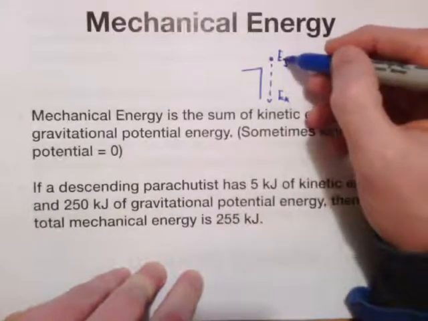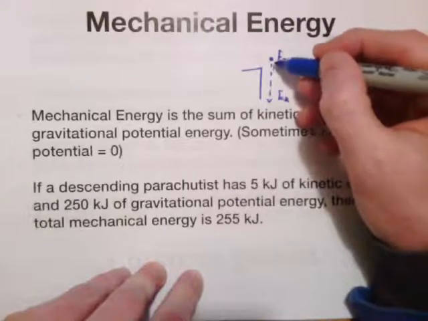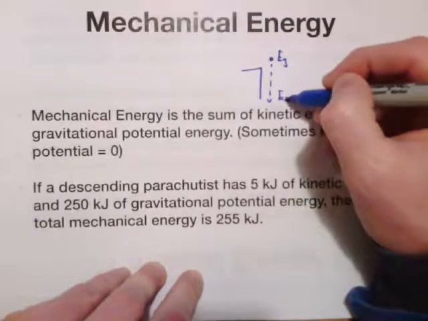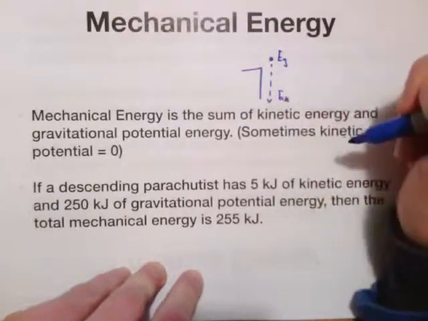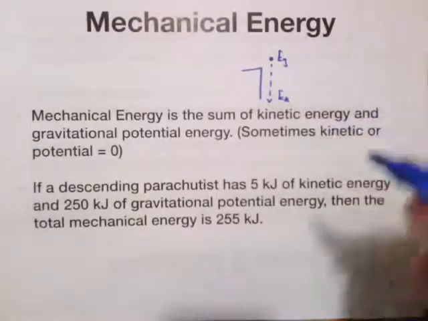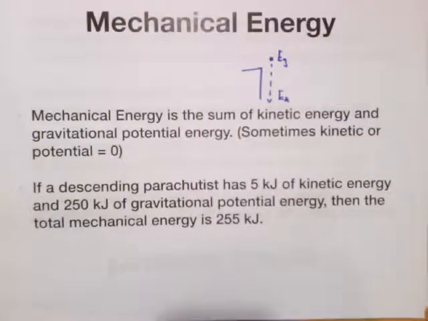But it transfers. As this object drops, potential goes down because it's being converted to kinetic. Potential goes down, kinetic goes up as it drops. Something tells me there's a graph that shows that, but that might be something in grade 12 when we get to other parts of this.